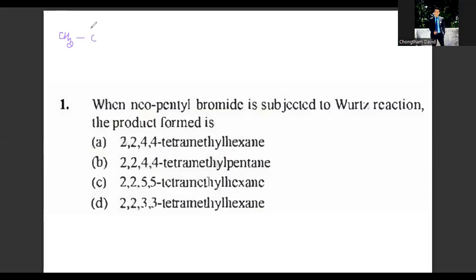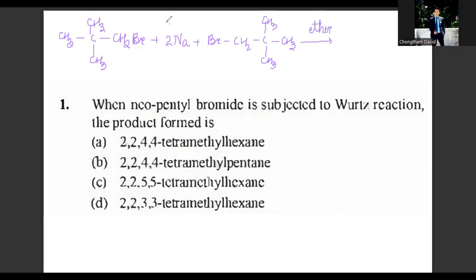It will adopt the structure as shown in the screen. I will write the structure for you. CH2Br. Now for Wurtz reaction to take place, you need to add this sodium metal, react with another mole of neopentyl bromide. Wurtz reaction will take place here. And in the presence of ether, which is your solvent, there will be removal of this salt, sodium bromide. This will go as byproduct.